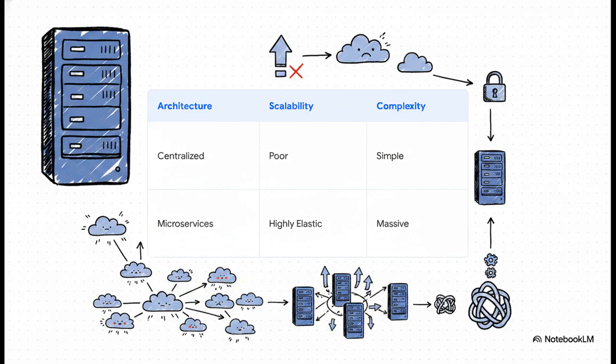You see, while centralized servers are simple to manage, their scalability during massive traffic spikes is pretty poor. So Netflix embraced cloud-native microservices. They basically shattered their large applications into hundreds of smaller distributed systems. Now, this makes the system incredibly elastic and able to handle huge spikes, but man, it introduces massive complexity.